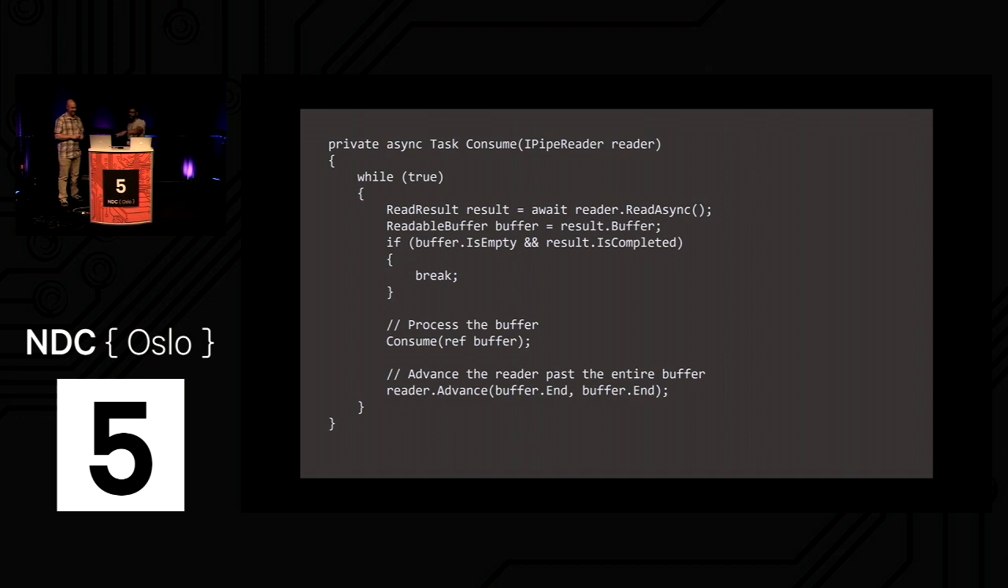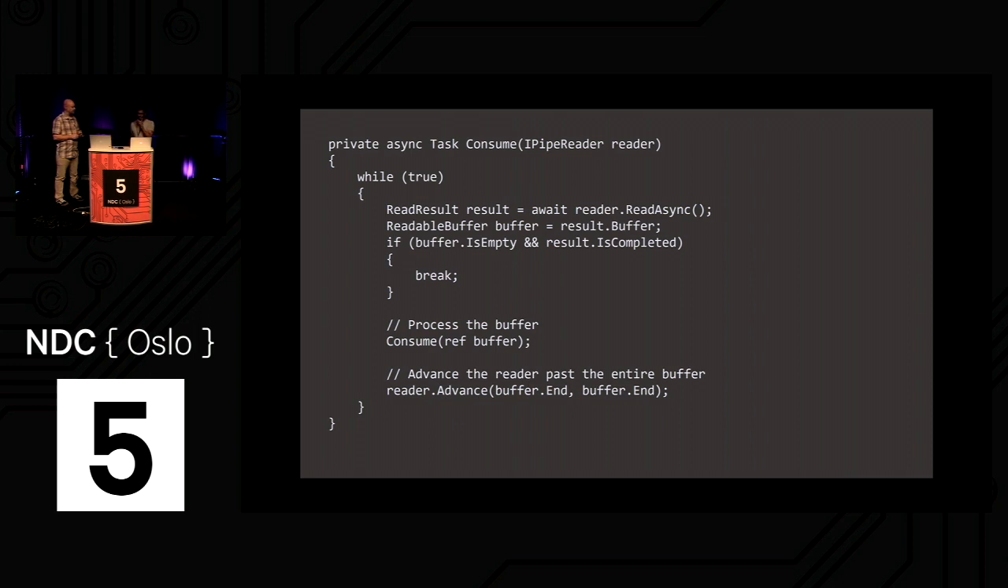So you get a pipe reader in, and it can come from a file, socket, whatever abstraction you could think of that can push bytes into this reader. And you call read async to get a result back. If the result is completed, then you're done. Otherwise, you get a buffer back from that result, and you can just consume the buffer and call advance.